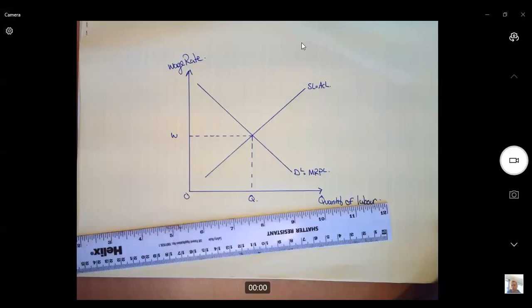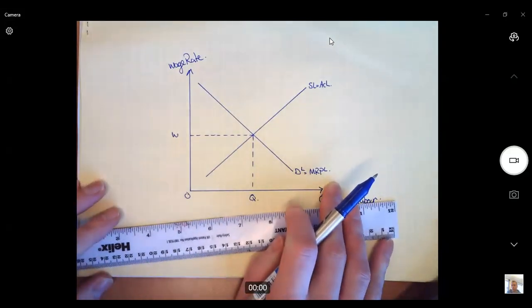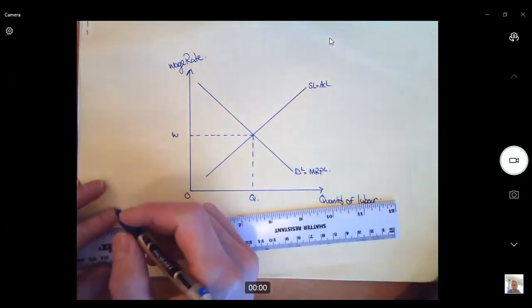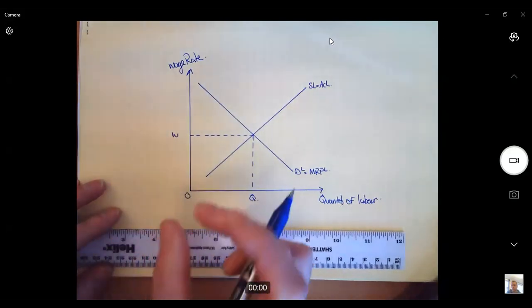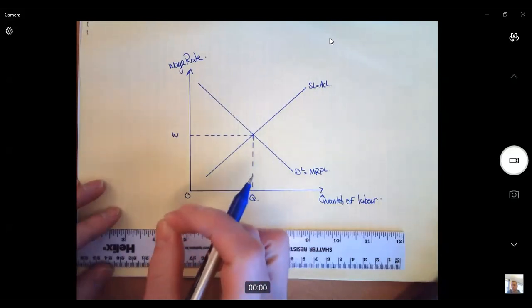What I'm going to do now is switch over to the visualizer, and we're going to have a look at drawing a diagram for a trade union intervention, or what we call a trade union markup, in a perfectly competitive labour market. What I would encourage you to look at here is that this is the diagram for a markup in general, but we're looking specifically at perfectly competitive labour markets.